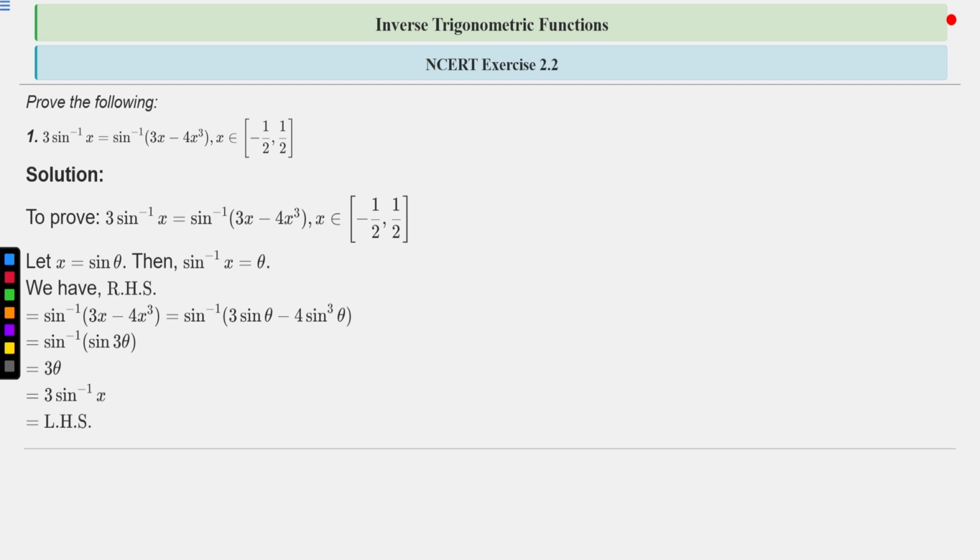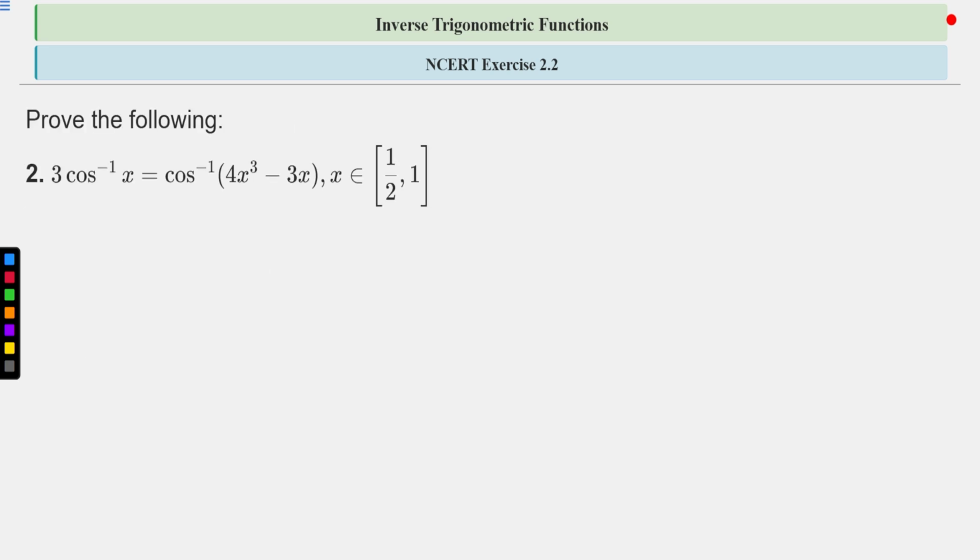Okay, let us move to the next question. Next question is prove the following. We have to prove that 3 cos inverse x is equal to cos inverse 4x cube minus 3x when x belongs to 1 by 2 to 1, right?